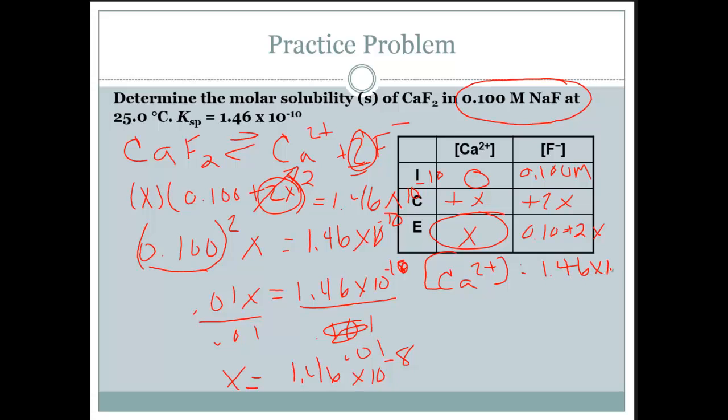For fluorine, that's going to be 0.100 plus 2 times 1.46 times 10 to the negative 8. That value is so small that it comes out to be approximately back to 0.100. Let's try another one.